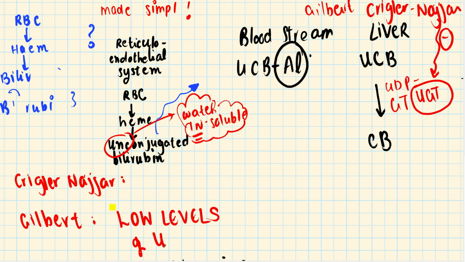So extravascular hemolysis, too much hemolysis, physiological jaundice of the newborn, Gilbert and Crigler-Najjar syndrome. All of these pathologies are going to block it here. I want you to think of a big arrow, a big cross here, and that's going to result in elevated unconjugated hyperbilirubinemia.